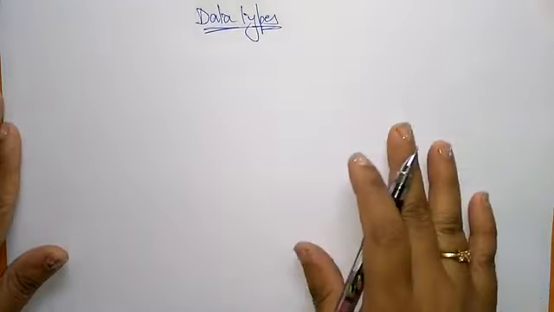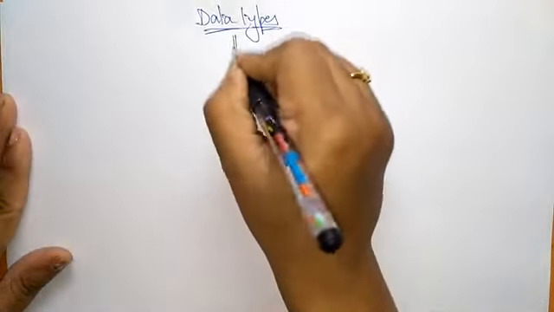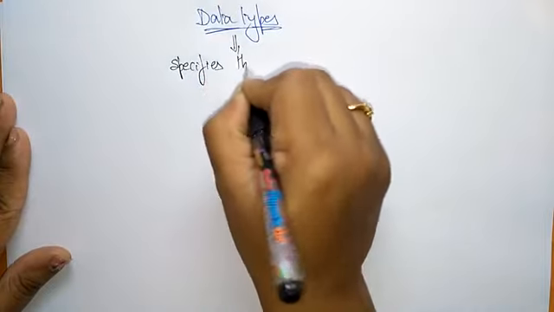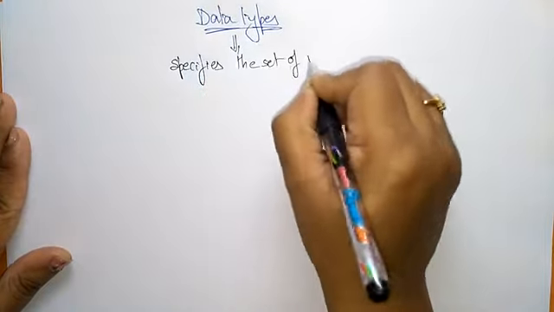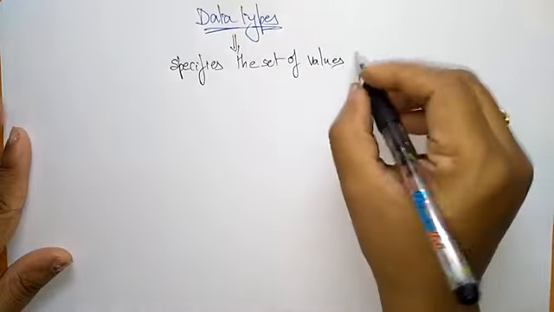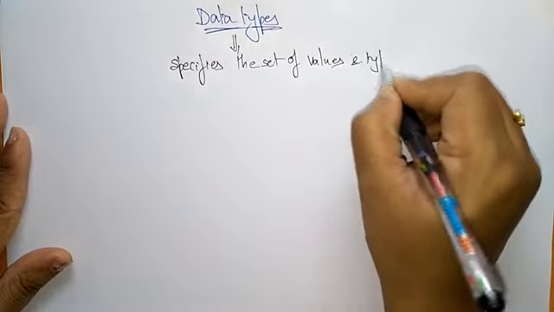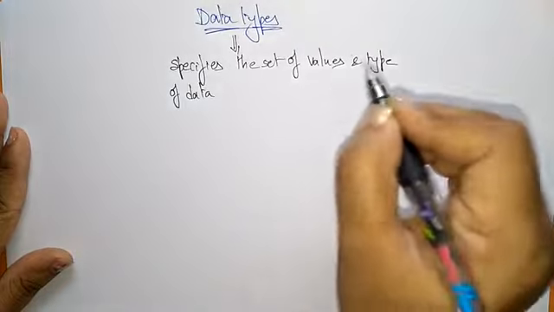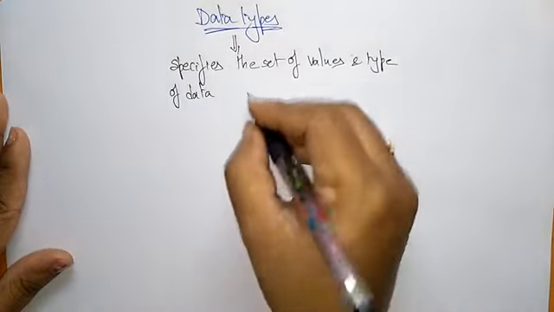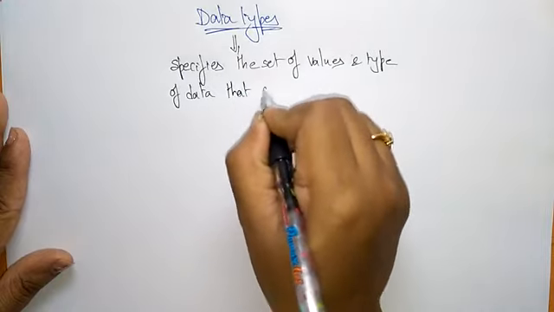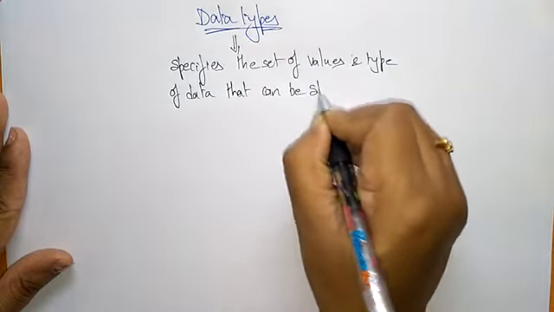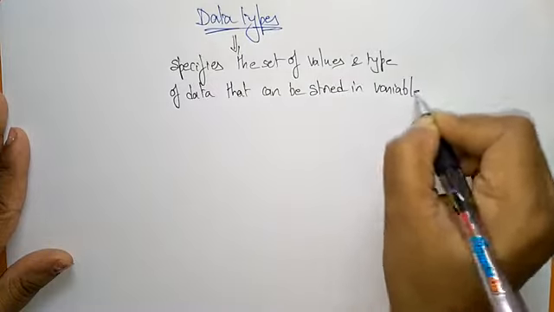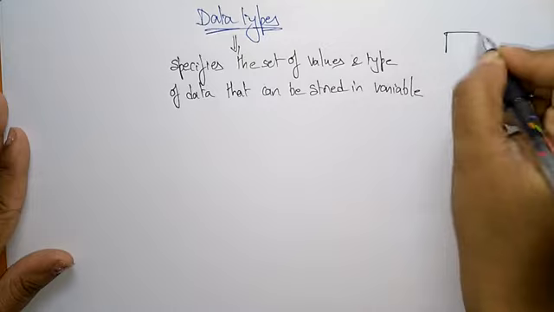Whereas data types specify the set of values. So it specifies the set of values and type of data, what type of data we are using. It specifies a set of values and type of data that can be stored in variable.